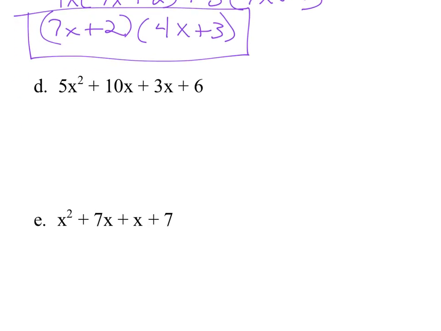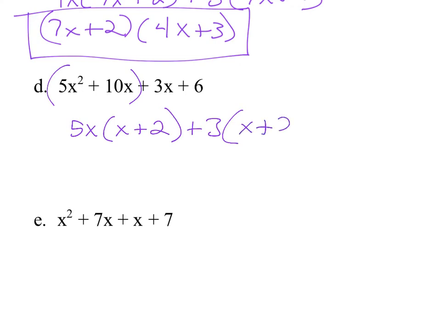All right, now we have 5x squared and 10x. So I have 5x, leaving behind x and a 2. Here I'm going to pull out a 3, and I'm leaving behind x plus 2. So I can factor out the x plus 2, leaving behind 5x plus 3.